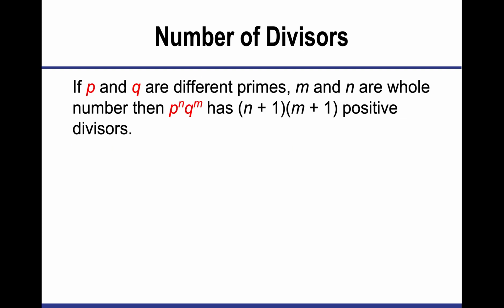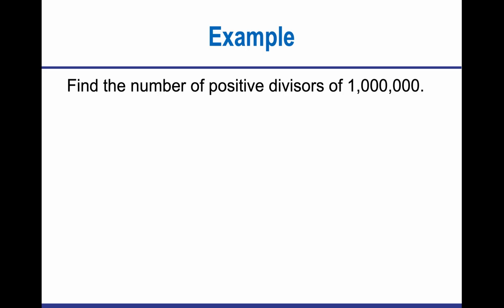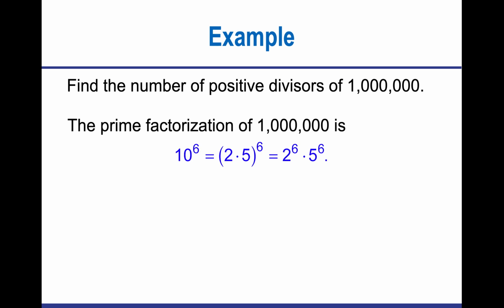If P and Q are different primes and M and N are whole numbers, then these have N plus 1 times M plus 1 positive divisors. What on earth does that mean? Well, let's look at this.